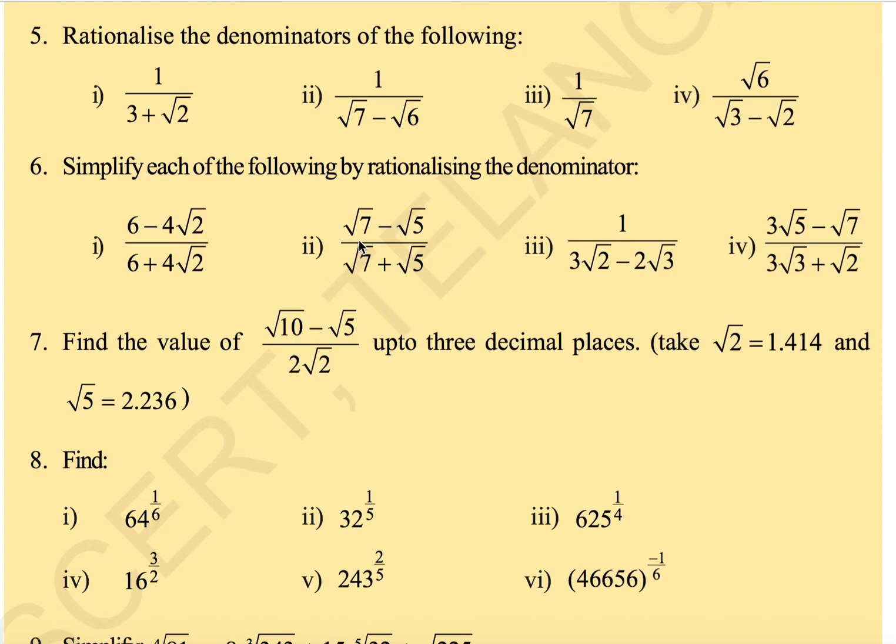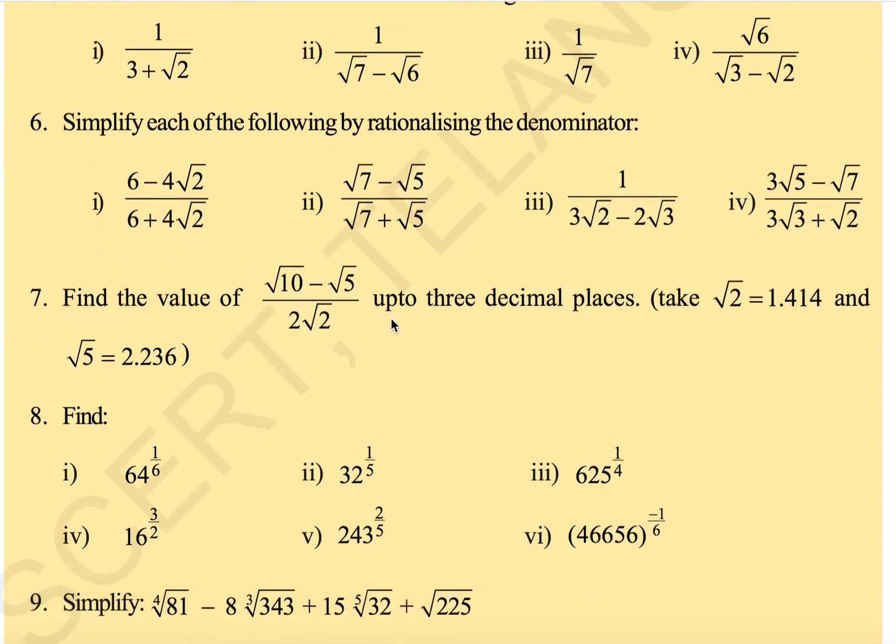This one, root 7 root 5 whole square divided by 7 plus 5 is 12. This one, 3 root 2 plus 2 root 3 divided by 6. 9 into 2 is 18. Okay, 18 minus 4 into 3 is 12. 18 minus 12 is 6. So denominator is 6, numerator 3 root 2 plus 2 root 3. This one also you can rationalize.